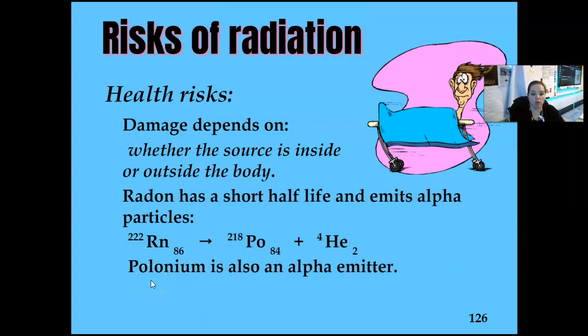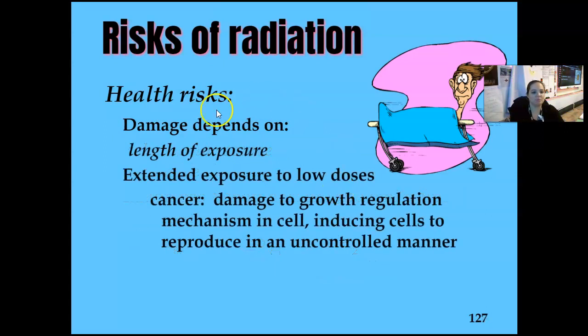Polonium is also an alpha emitter, and it is one of the things produced from radon. So radon not only produces an alpha particle, so does polonium. You have a bunch of alpha particles irradiating your lungs, where there's blood going through. Not good. It's also dependent on the length of exposure. The more you're exposed, the worse it gets.